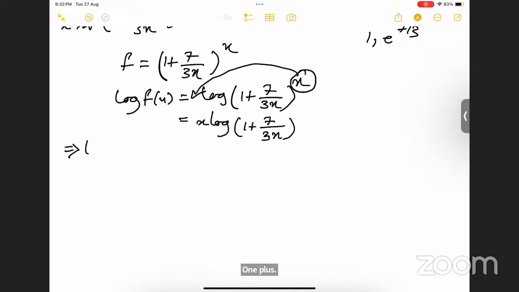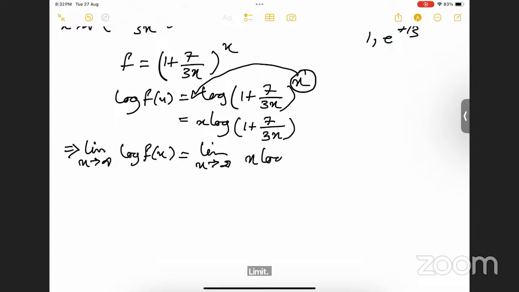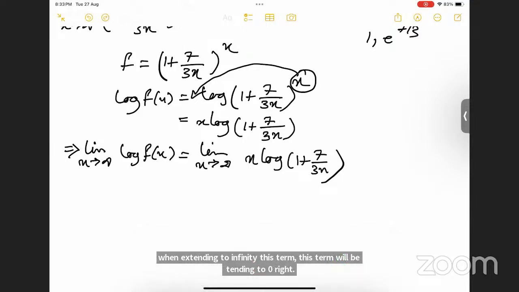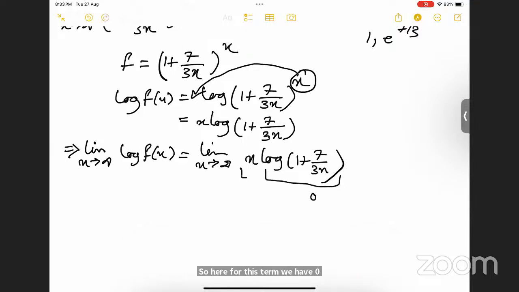Then we want to apply the limit. Limit x extending to infinity, log of f(x) equals limit x extending to infinity, x log 1 plus 7 by 3x. Okay. So when x extends to infinity, this term will be tending to 0, right? And log of 1 is 0. So here for this term we have 0, and for this term we have infinity. So 0 into infinity is not a valid multiplication, right?